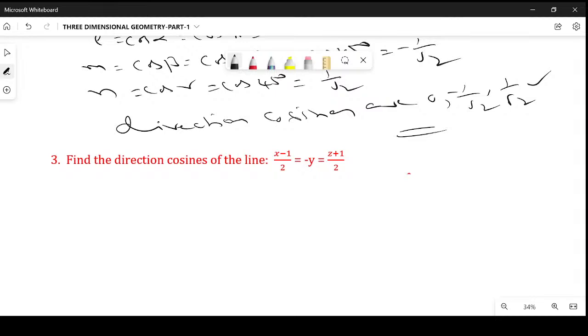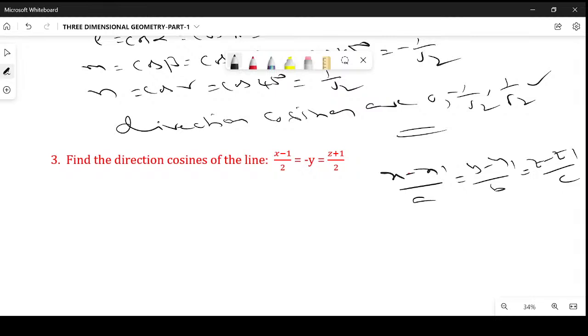I can repeat that. Find the direction cosines of the line (x minus 1) by 2 equal to minus y equal to (z plus 1) by 2. Generally, if the line equation is in standard form (x minus x1) by a is equal to (y minus y1) by b equal to (z minus z1) by c, this line passes through (x1, y1, z1) having direction ratios a, b, c. Direction ratio is proportional to direction cosines.